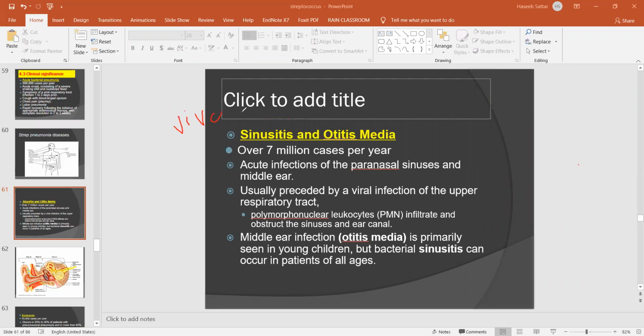For example, flu. I know you all have experienced flu. Okay, every winter season we have flu. So the flu or the viral infections can cause sinusitis. Remember one thing, whenever there is a viral infection, along with the viral infection, there is a greater risk of bacterial infection.